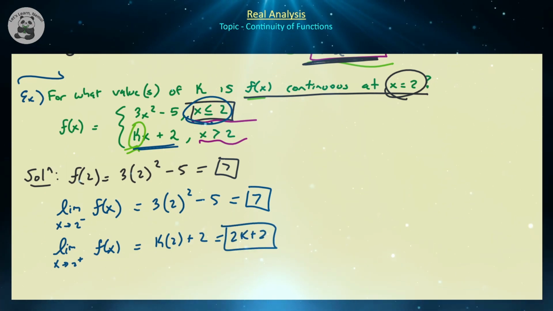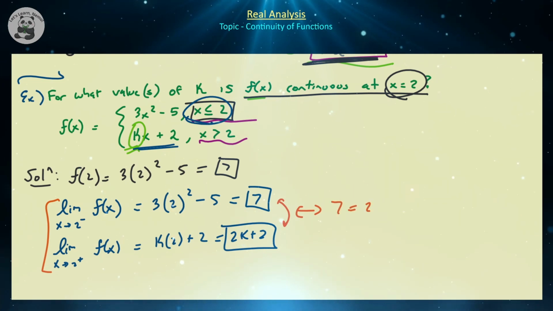Right? So keep in mind, for these two limits to be equal, implying that the limit does exist, these two objects must be equal to one another in order for that limit to exist. So what value of k makes the limit exist? That means 7 must be equal to 2k plus 2, which means that 2k must be equal to 5, which means that k must be equal to 5 halves.